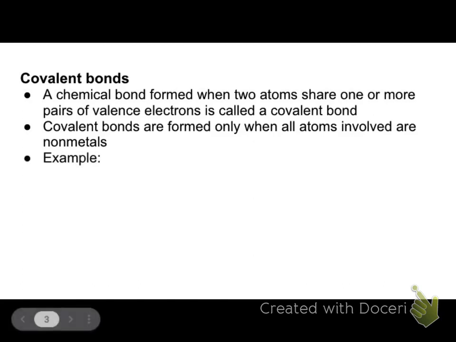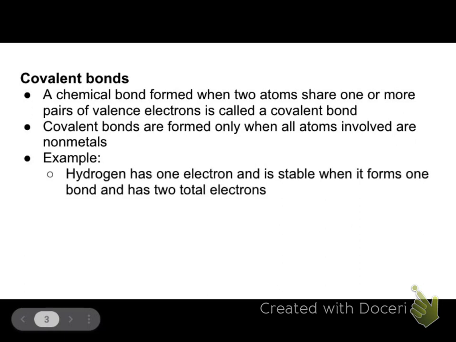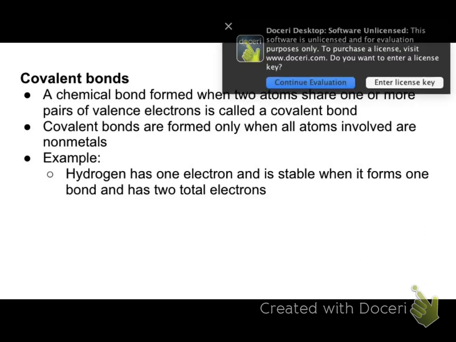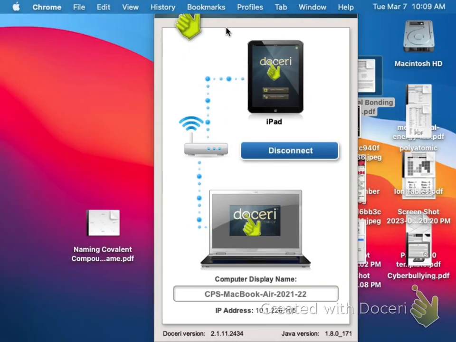So, for example, hydrogen. Hydrogen normally has one electron. Because it only has the inner shell, having 2 electrons would make it stable, which means it's going to form one bond, and it's going to share its electron with the other atom, and that atom's going to share its electron with it, and as a result, hydrogen will have 2 electrons and be stable. Why did it do that?